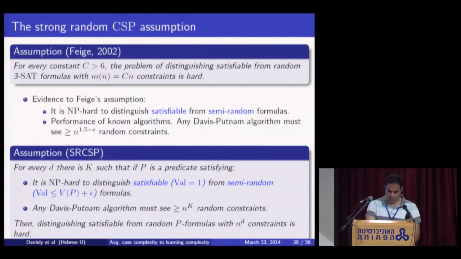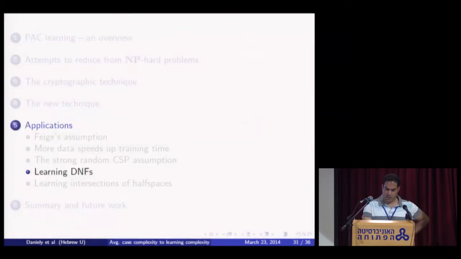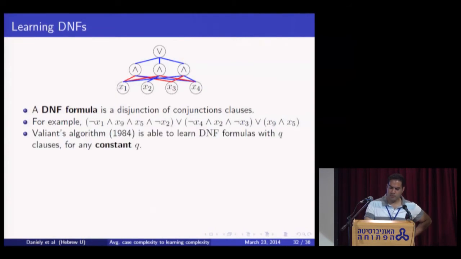Okay, so what can we show based on this assumption? We start with the problem of learning DNF. In the first paper about the PAC model, Valiant showed that for every constant Q, it is possible to learn DNF formulas with Q clauses in polynomial time, in time n to the Q. So it's polynomial for every constant Q.